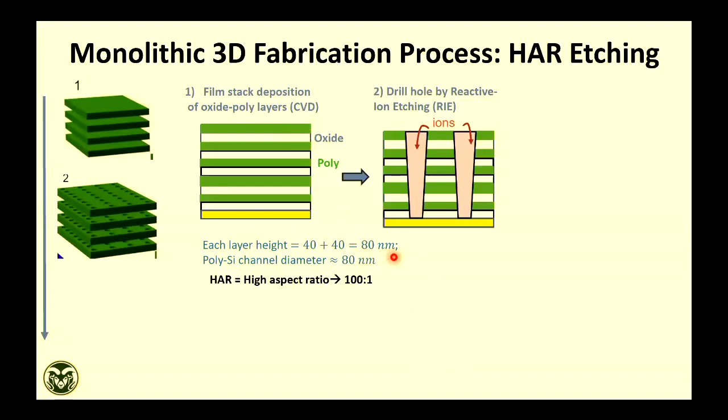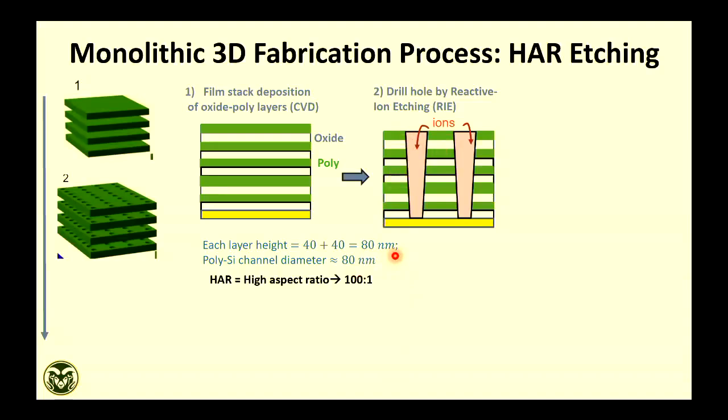So overall 80. So now suppose you want to grow 100 layers, right? Then your aspect ratio, height to width, is very, very high, 100 to 1, for example. So you have to go so deep, and you want to ensure that every layer has a diameter of around 80 nanometers. So that's the most difficult challenge right now.